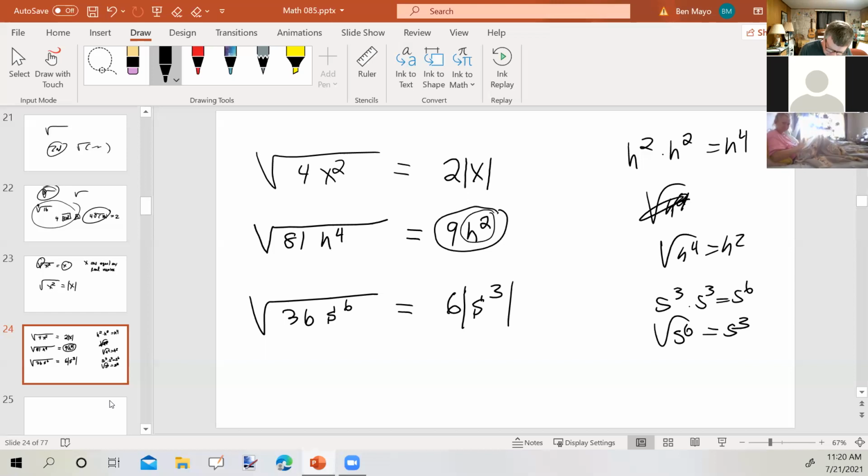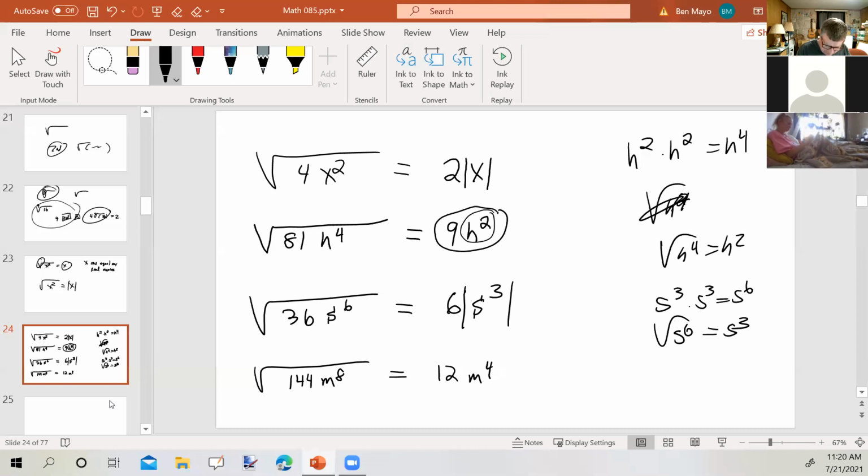One more. How about the square root of 144 m to the 8th power? Well, the square root of 144 is 12. The square root of m to the 8th power is m to the 4th power. Do I need absolute value bars on m to the fourth power? No, I don't, because if m is negative, raising a negative number to an even power, you're going to get a positive answer. Okay, so I don't need absolute value bars there.